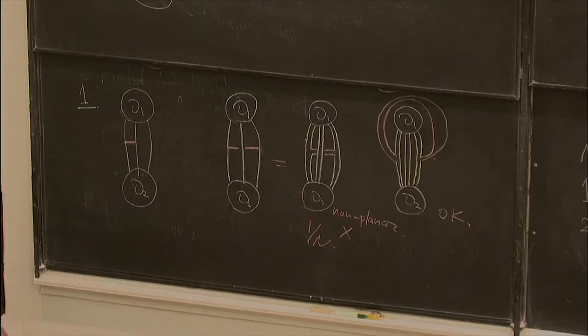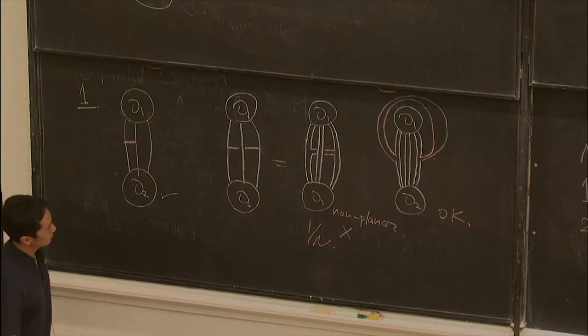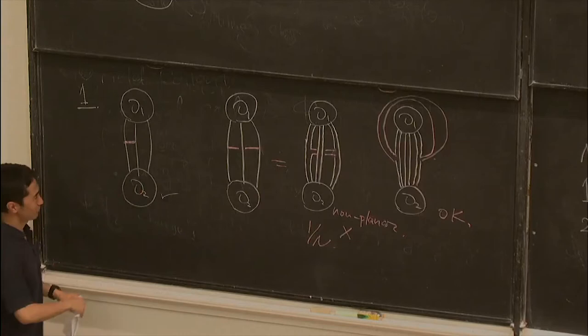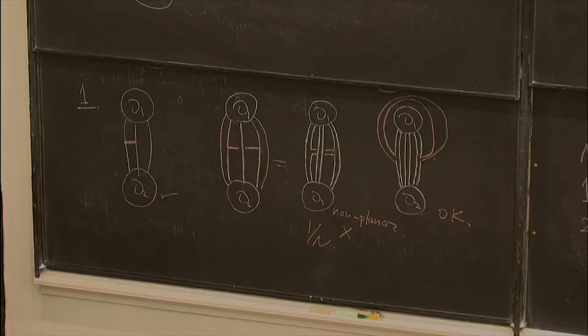Okay, so what is the lesson from this? The lesson is that, as you can see, if you want to connect two lines which are not next to each other, then it's going to be a non-planar diagram. Well, actually, I should have put some lines here because these two are actually next to each other. So that was the source of the confusion.